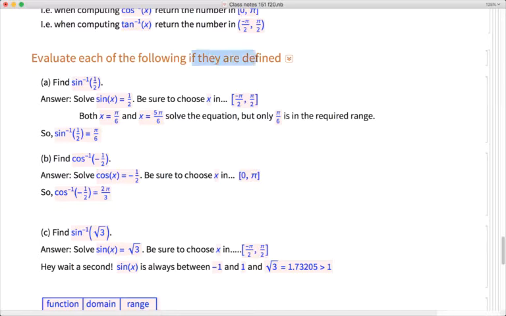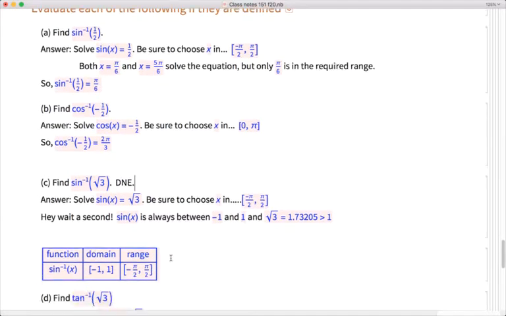So if they are defined, and here you can just write DNE, this one does not exist or is not defined. Another way to explain why this is not defined is simply to say that the square root of 3 is not in the domain for inverse sine. The numbers you plug in, the inputs to inverse sine, have to be between -1 and 1. That's why this one is not defined.